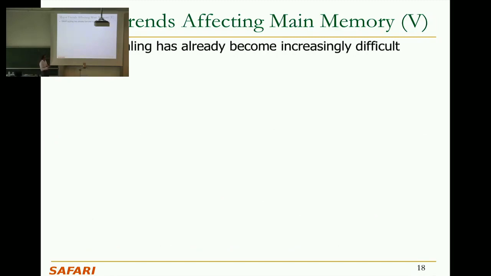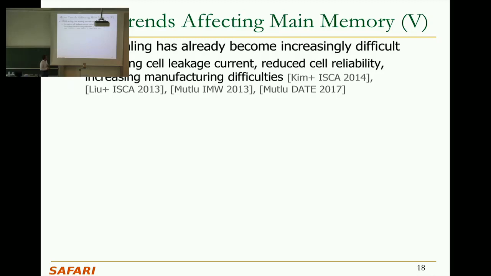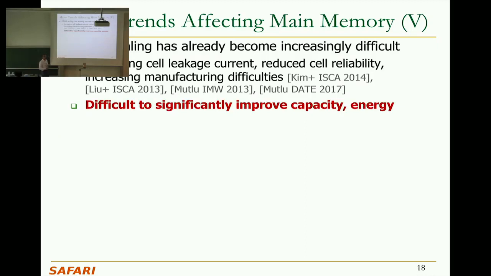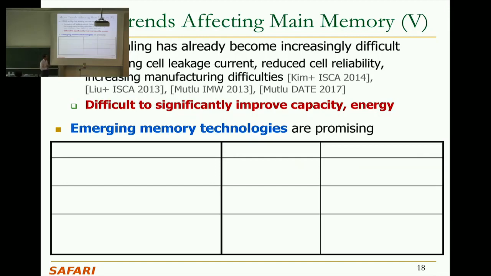Essentially, scaling has already become very difficult in DRAM because of various issues in leakage current, reliability, and refresh. It is difficult to significantly improve capacity and energy going forward. People are still improving it, as we will see later on. As a result, emerging memory technologies are actually very promising, and there is a huge proliferation of different technologies that we're seeing today that was not present 10 years ago, for example.